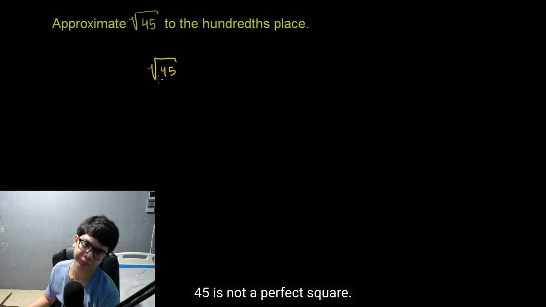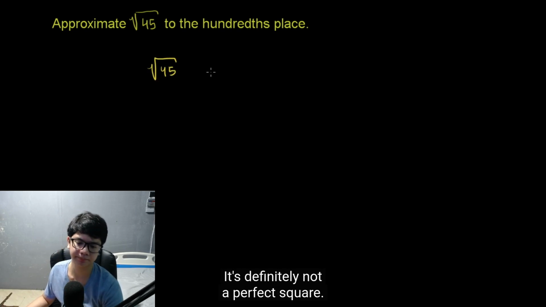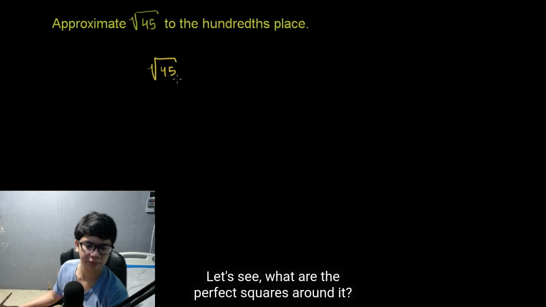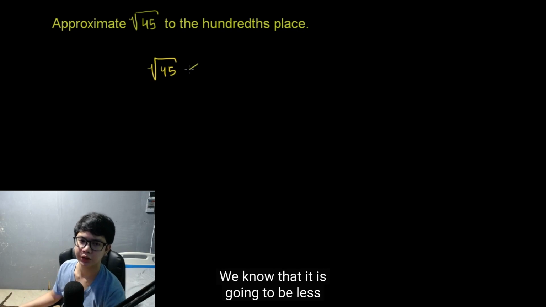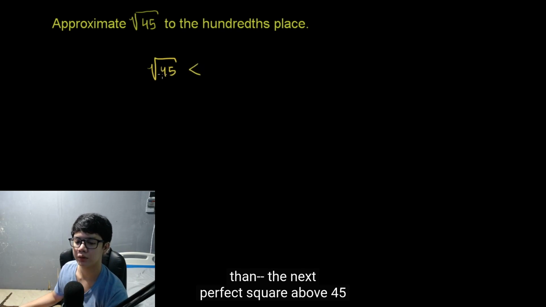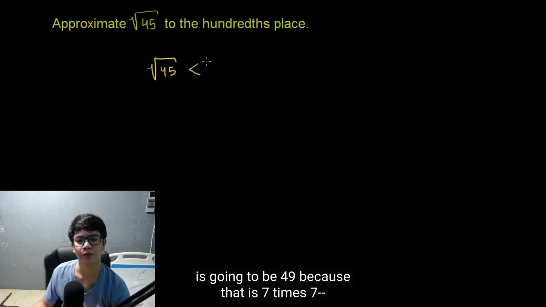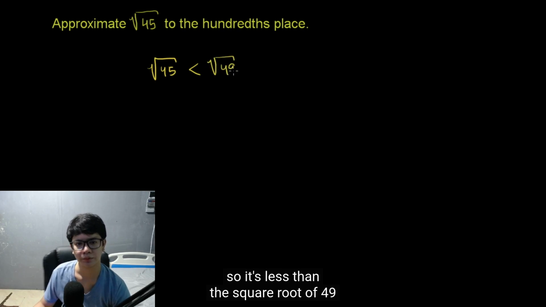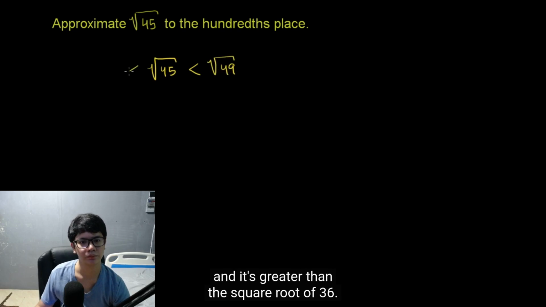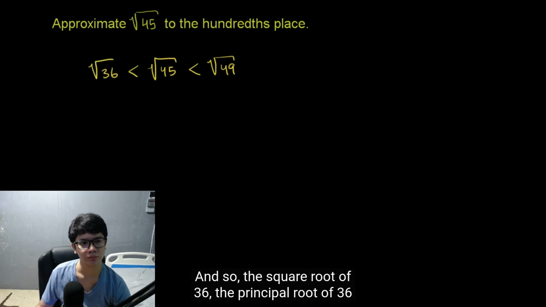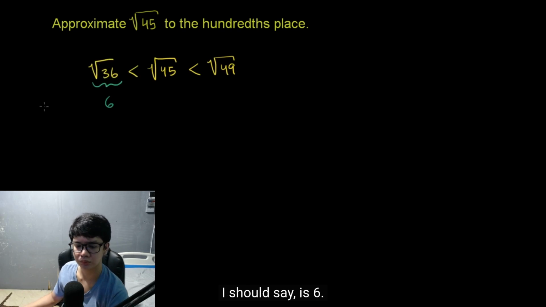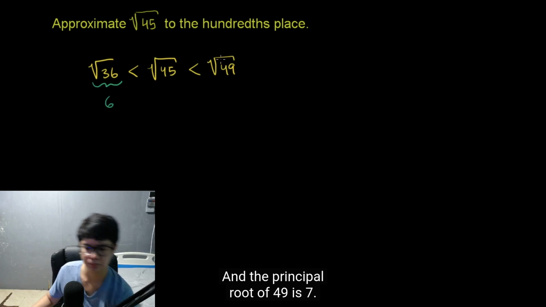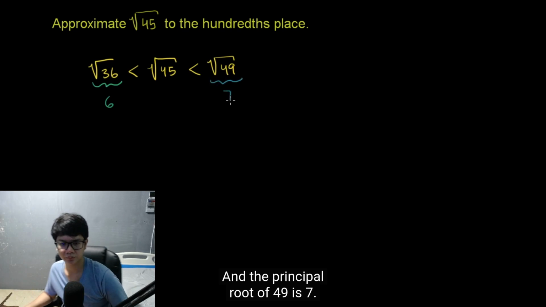45 is not a perfect square. It's definitely not a perfect square, but let's see, what are the perfect squares around it? The next perfect square above 45 is going to be 49, because that is 7 times 7. So it's less than the square root of 49, and it's greater than the square root of 36. And so the principal root of 36 is 6, and the principal root of 49 is 7.